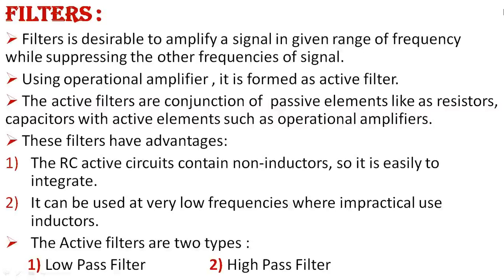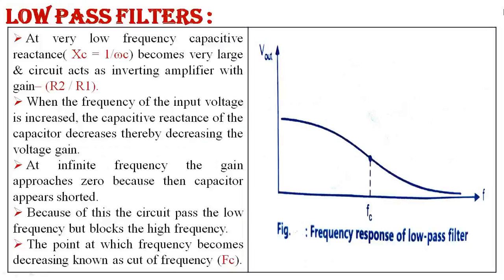The advantages are, first, RC active circuits contain no inductors, so they are easy to integrate. Second, they can be used at very low frequencies where the use of inductors is impractical. There are two types of active filters. The first one is the low pass filter, the second one is the high pass filter.